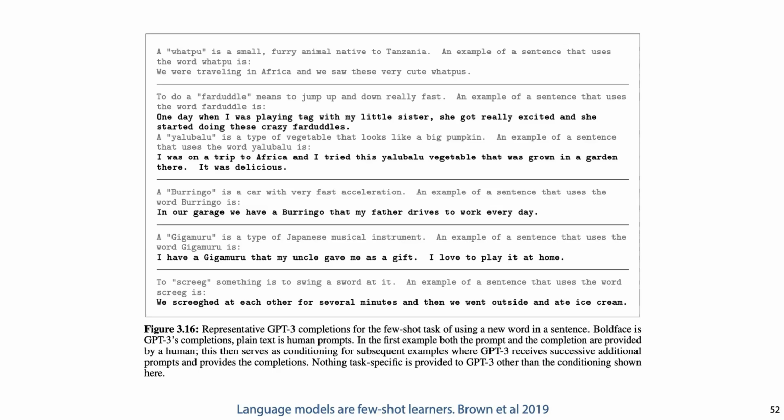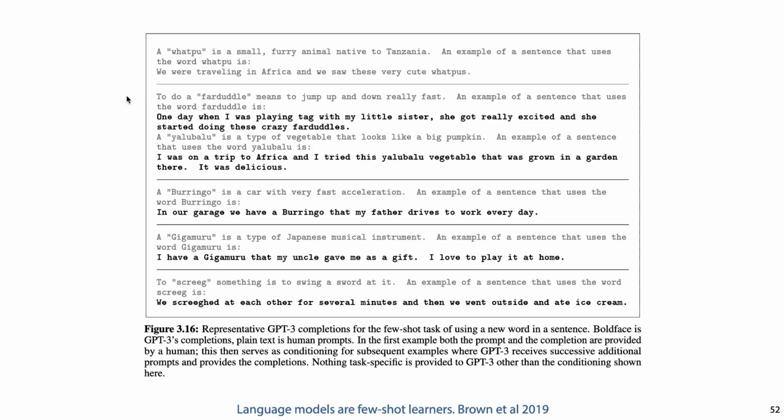Here is an example of a more complex in-context learning task from the paper that introduced GPT-3. The aim is to use an invented word in a sentence, given a one-sentence definition. The first definition and sentence pair in gray is given in the prompt. Both are written by a human being. A huatpu is a small furry animal native to Tanzania. An example of a sentence that uses the word huatpu is, "We were traveling in Africa and we saw these very cute huatpus."